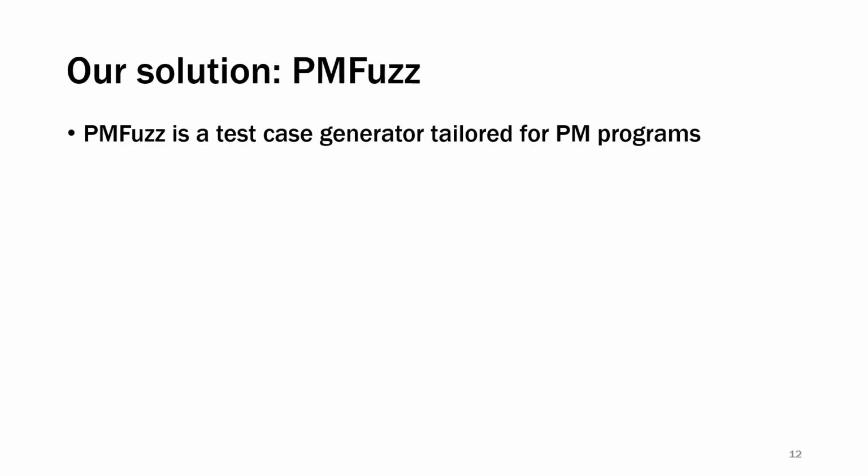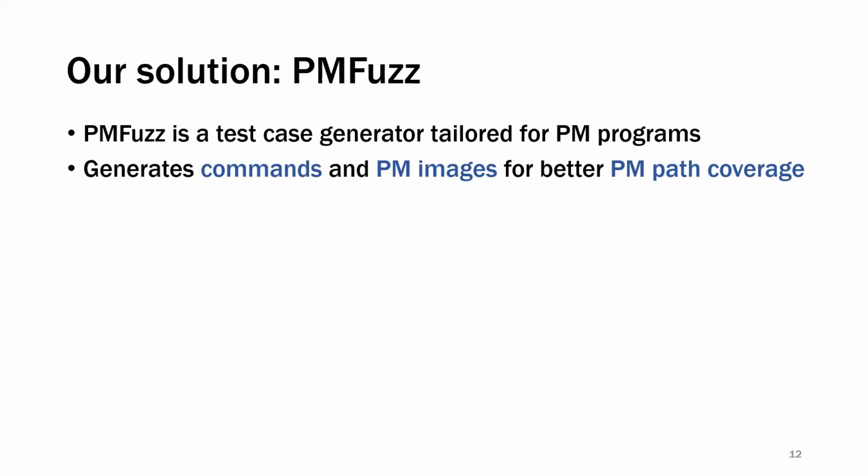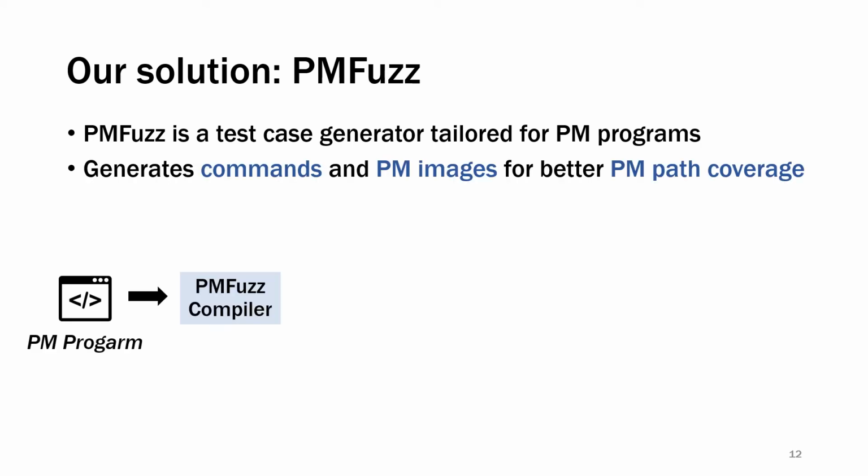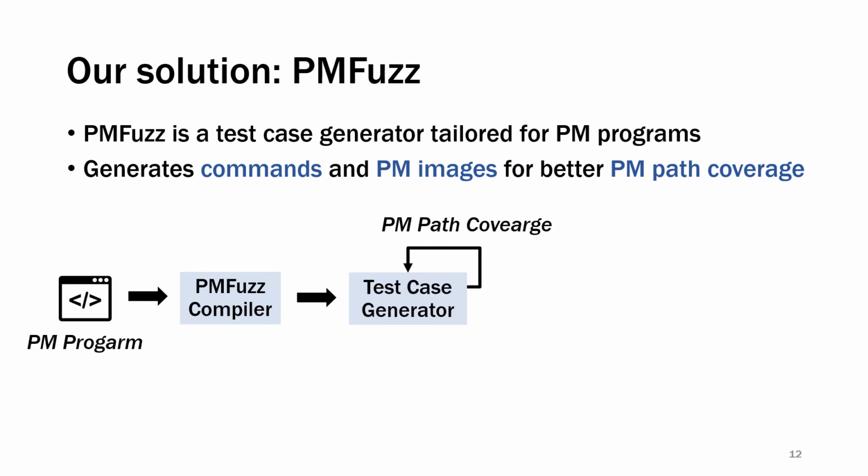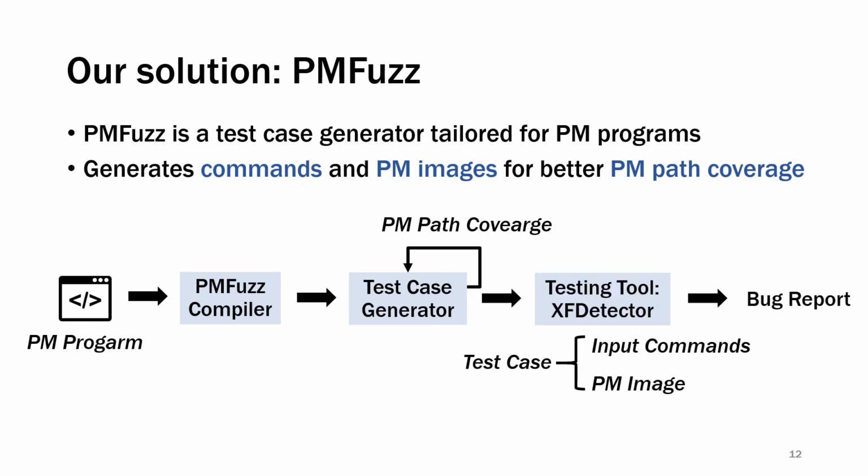Putting those key ideas together, we have our tool, PMFuzz. It is a test case generator tailored for PM programs. It generates commands and PM images for better PM path coverage. First, as the program is compiled and executed, PMFuzz tracks the PM path coverage during execution and selects good test cases that achieve good coverage for the testing tool, and finally provides a bug report.